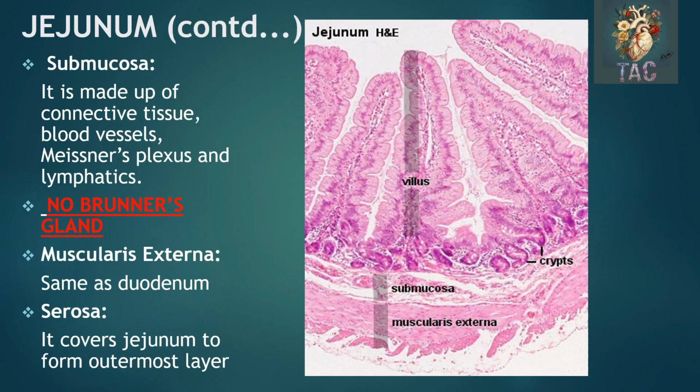So the jejunum, in short: the submucosa consists of moderately dense connective tissue with blood vessels, mesenteric plexus and lymphatics. No Brunner glands. An important point over here, an important negative finding. Then the muscularis externa and serosa.